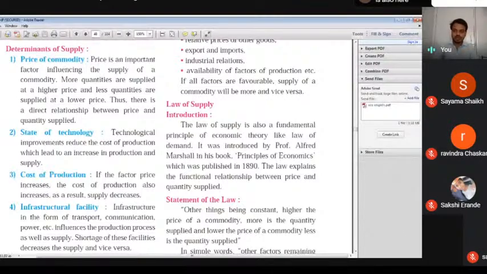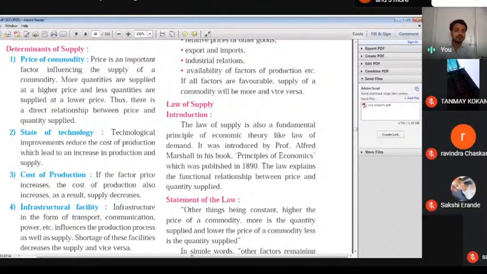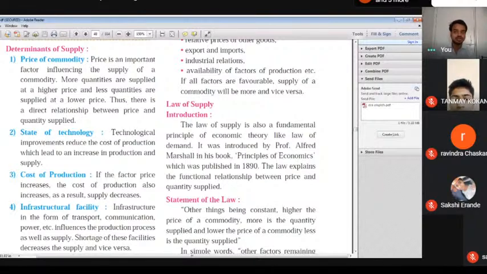Okay. So, in today's lecture, I am going to explain determinants of supply. First of all, we should know what is meant by determinants and what is meant by supply. Supply means the total amount of goods available for selling at a seller's place. So what is a determinant?